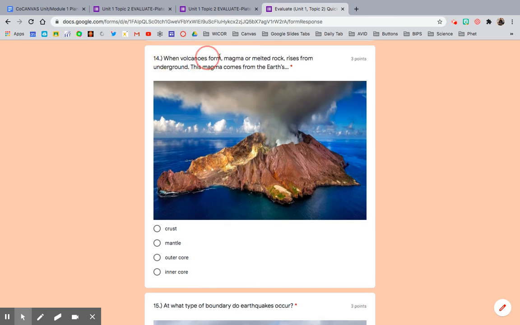Number 14, when volcanoes form, magma or melted rock rises from underground. This magma comes from Earth's what? Does it come from Earth's crust? Does it come from Earth's mantle, the magma in a volcano? Does it come from Earth's outer core? Or does it come from Earth's inner core? Where does that magma come from?